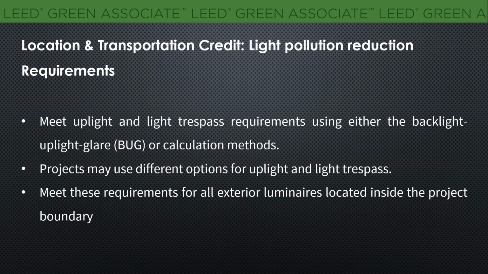The requirements for this credit are: meet uplight and light trespass requirements using either the backlight uplight glare method, also known as the BUG method, or the calculation method. It will be explained in option 1 and option 2. A project may use different options for uplight and light trespass. Meet these requirements for all exterior luminaires located inside the project boundary.